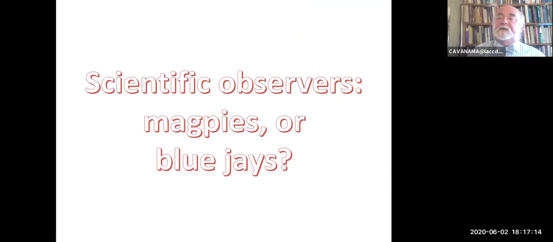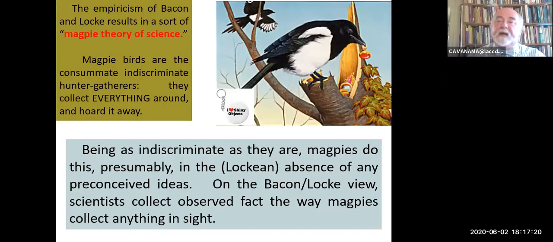So, scientists, what kind of birds are they? Are they more like magpies or are they more like blue jays? A magpie is an indiscriminate gatherer. If you're washing dishes, do not take your wedding ring off and put it on the kitchen table with the window open. A magpie flies in and they like pretty shiny things. Magpie will grab that, take it to its nest, it's gone. You'll never see it again. They don't care. They grab everything pretty and shiny. They just collect, collect, collect, collect.